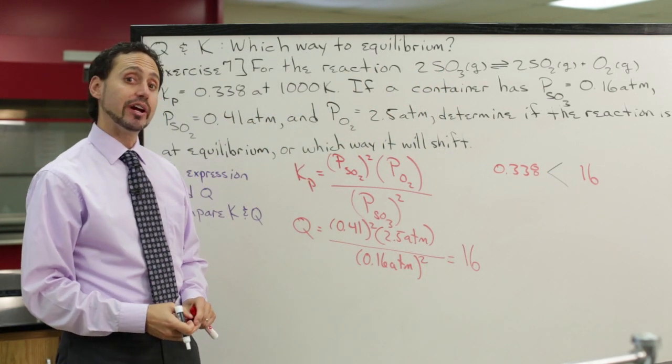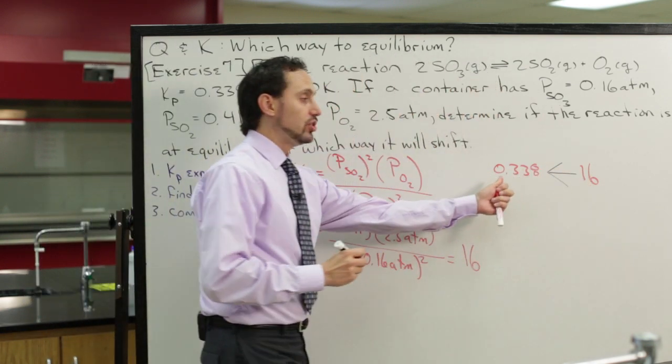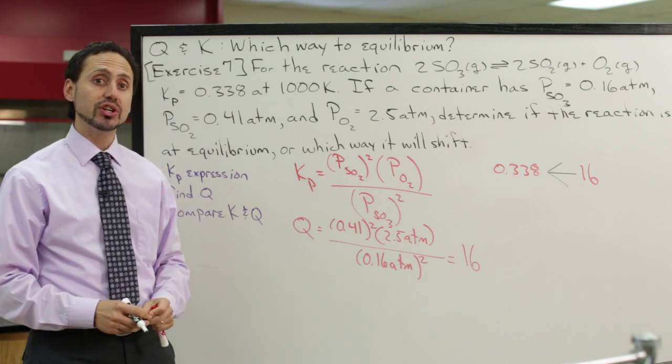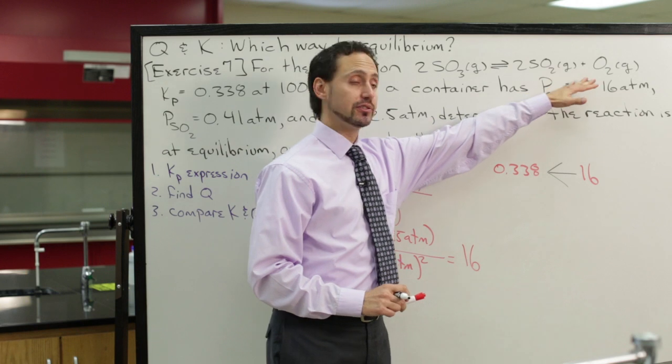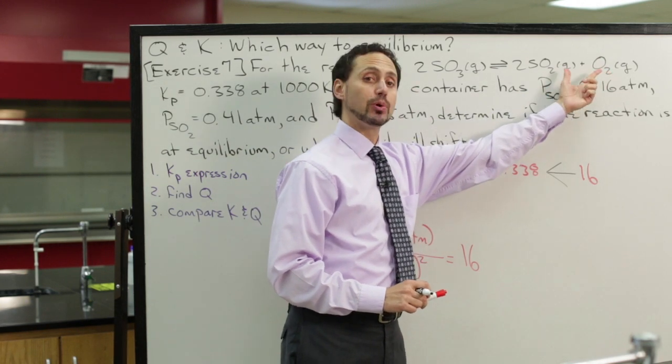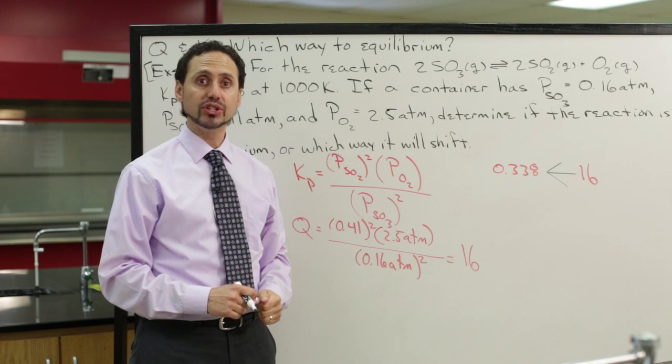So which direction will the reaction shift? The reaction will shift to the left in order to reach equilibrium. That means that we have too much of the products, so we want to use up some of the products and form more of the SO3 gas in order to reach equilibrium.